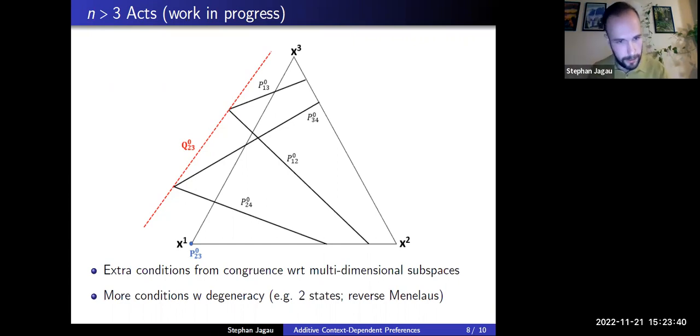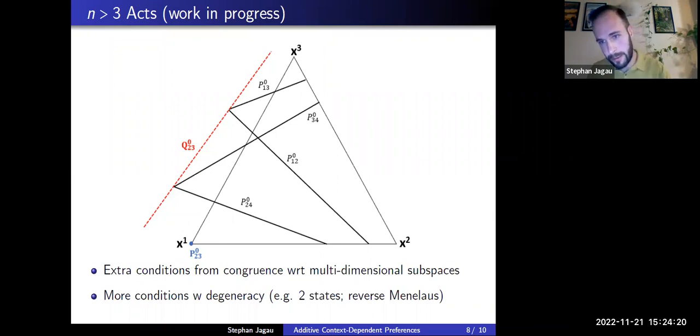It gets more complicated, gets compounded if we have more than 3 acts, because we can make more comparisons. How can we think about that in linear algebra terms? Well, now relations according to transfers in multidimensional subspaces, or congruence with respect to multidimensional subspaces, are going to matter, because if we go across more than 3 acts, we're going to be able to chain those up in ways that are still informative for what happens inside of the belief simplex.